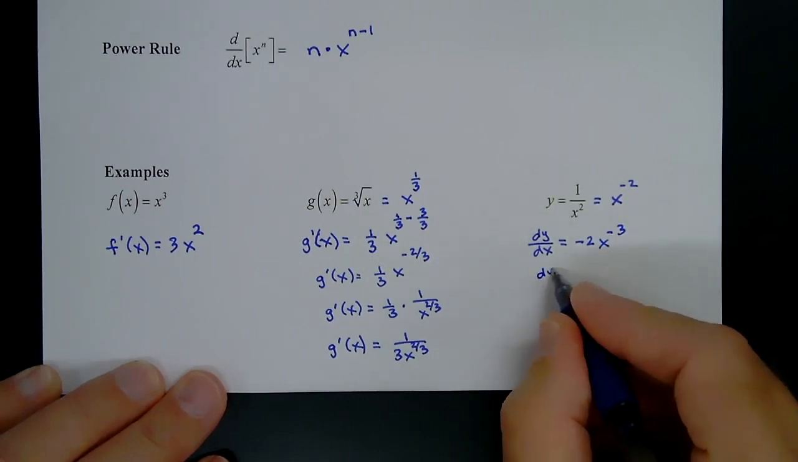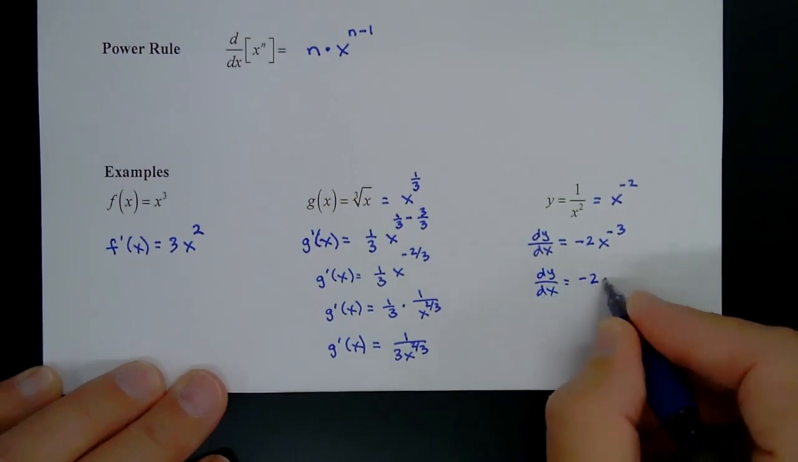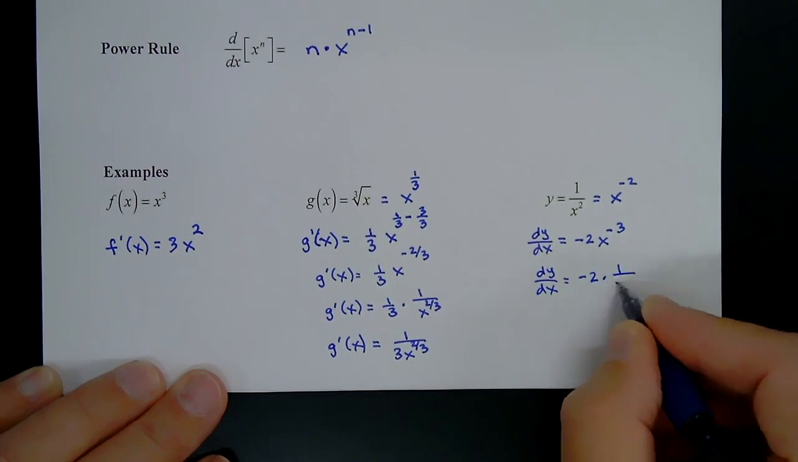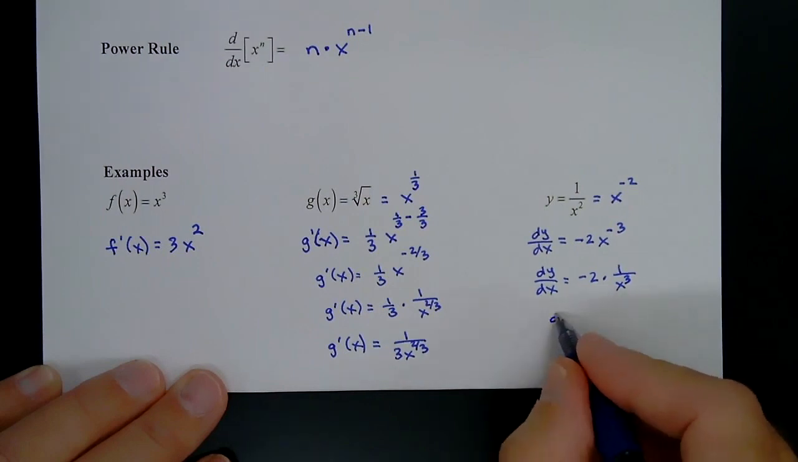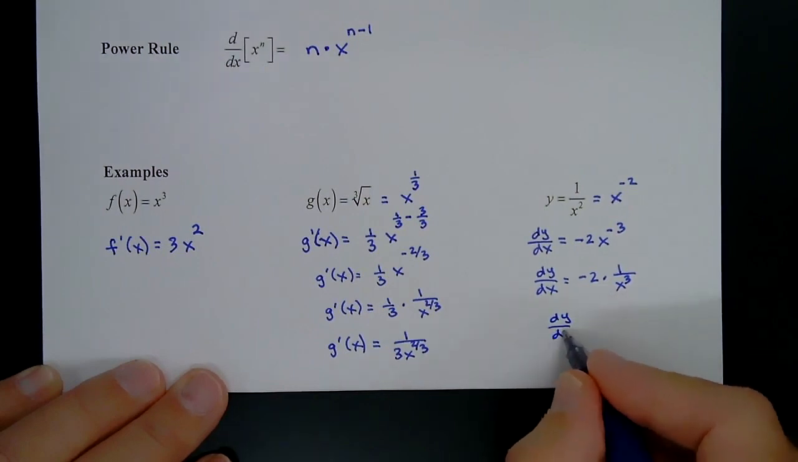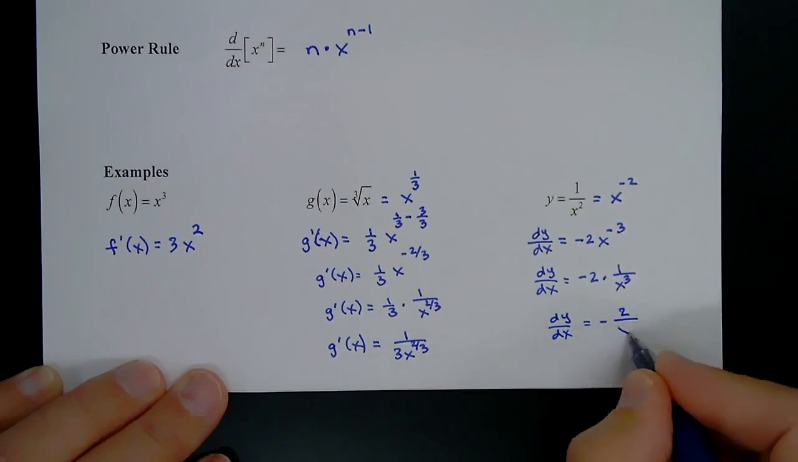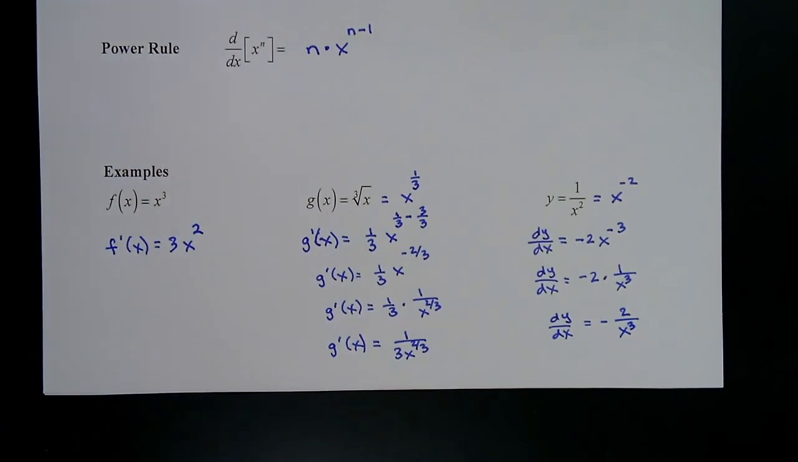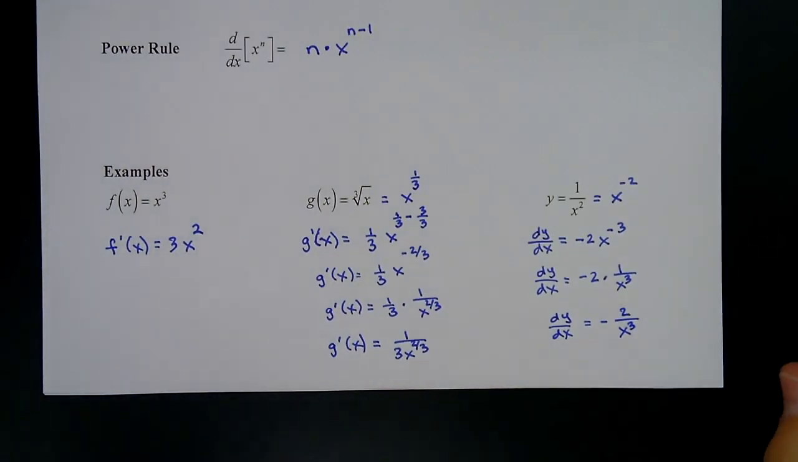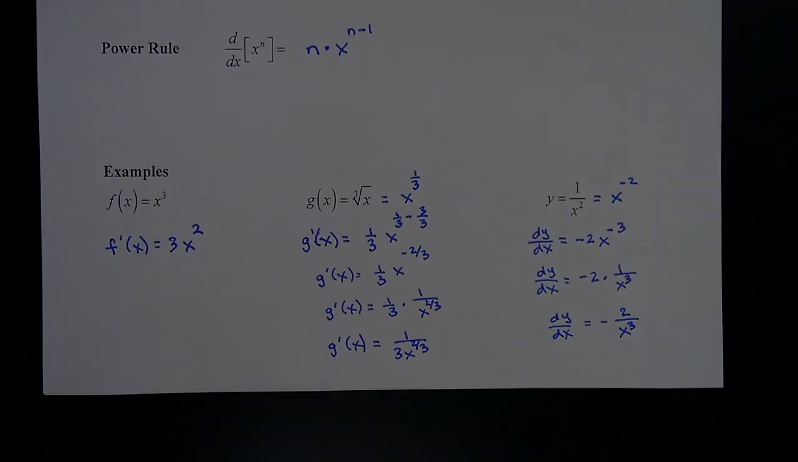So then cleaning this up, that makes dy over dx equal to negative 2 times 1 over x to the 3rd power, because I want to write this so it doesn't have negative exponents. And then dy over dx simply becomes negative 2 over x cubed. And that's the answer to these, okay? So let's look at some more, what can we do if something else happens, all right? And that's what the next thing is.